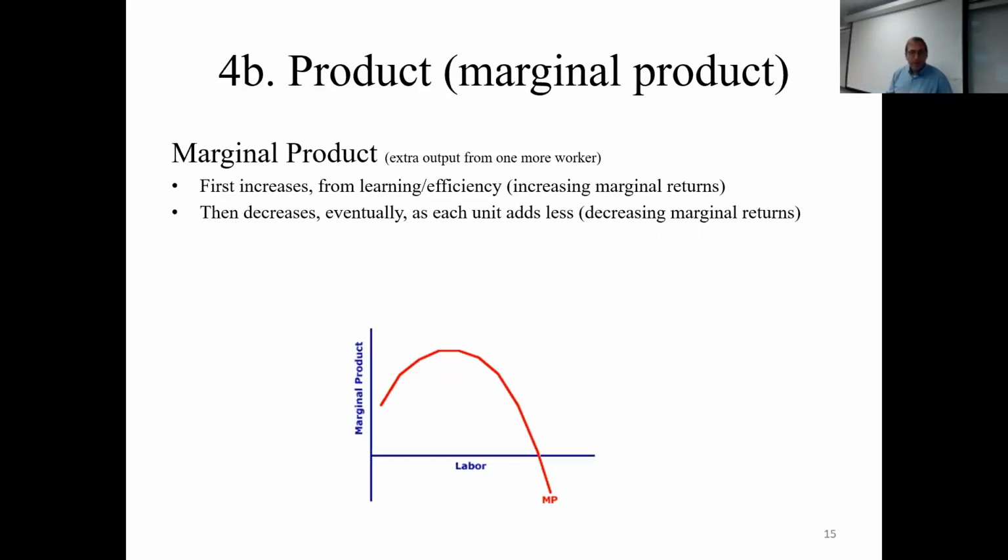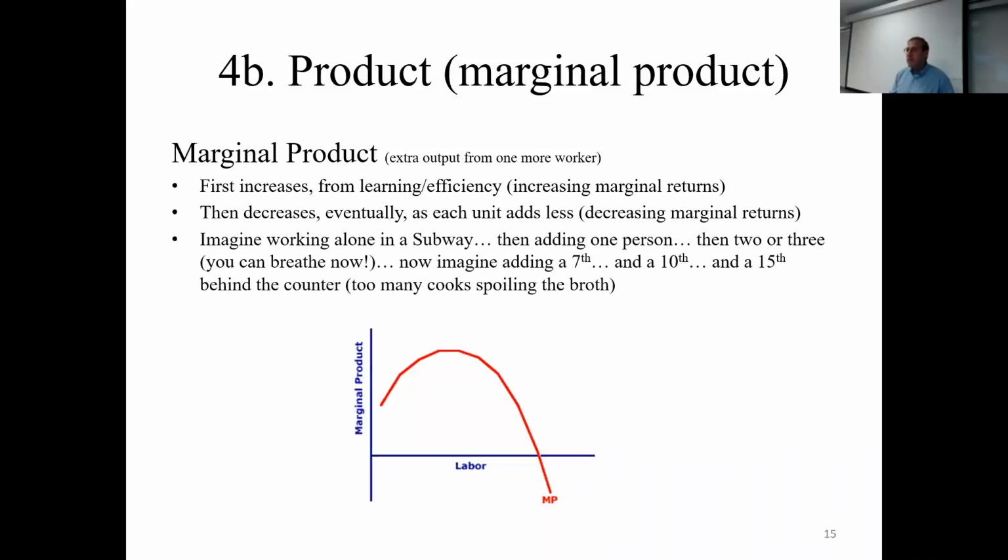Then eventually, you cross that 0 line. Each worker is actually taking away from the process. Get away from me, let me work.